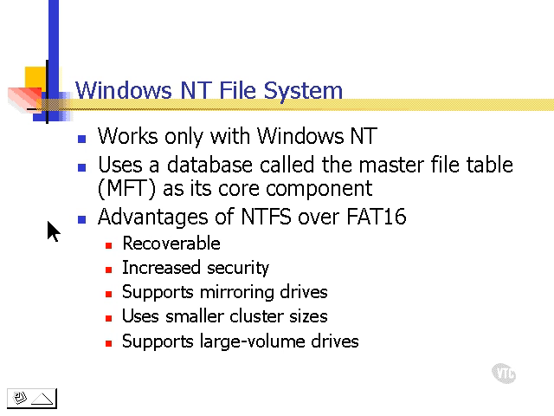The Windows NT file system, NTFS, works only with Windows NT and uses a database called a master file table. The advantages of NTFS over FAT16, though, are number one, recoverability, which means that it's a smarter file system. If there are corrupt sectors on a hard drive, and there is other space on the hard drive, NTFS will automatically move any files that are in the corrupt sectors to sectors that are not corrupt.